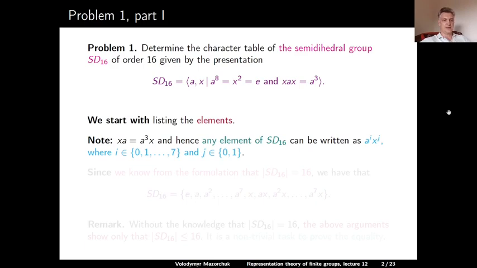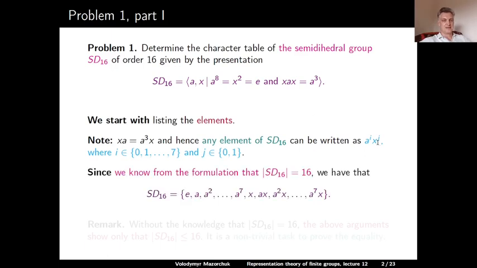If we have a word in x and a, we can use this commutativity relation to reduce it to the form a to the power i, x to the power j. Since we know that the group has 16 elements, and there are exactly 16 words of this form, these should be all elements of the group, and they all are different. So this group consists of the identity element, the 7 non-trivial powers of a, and x, and a to some power i times x.